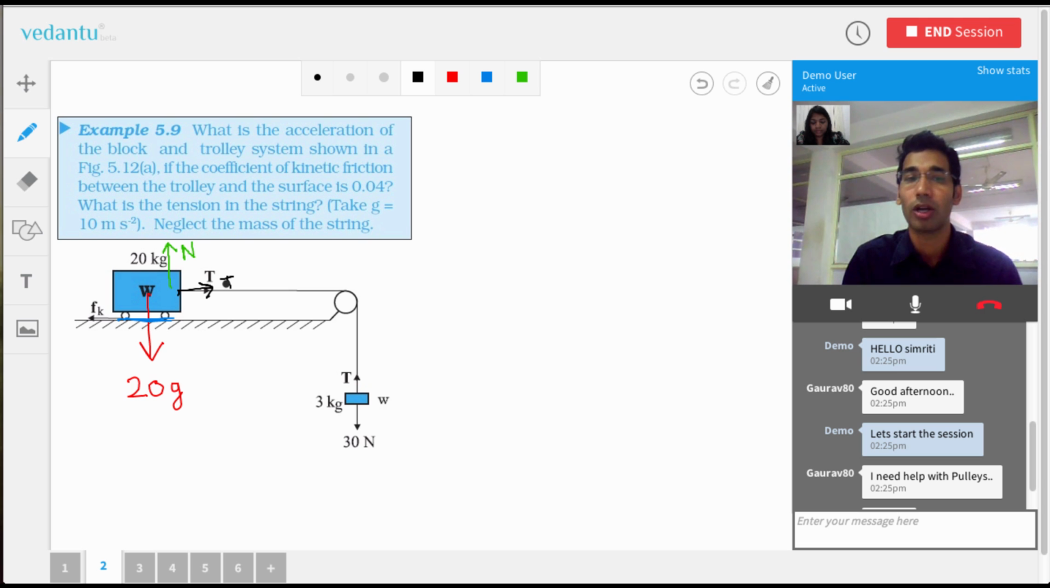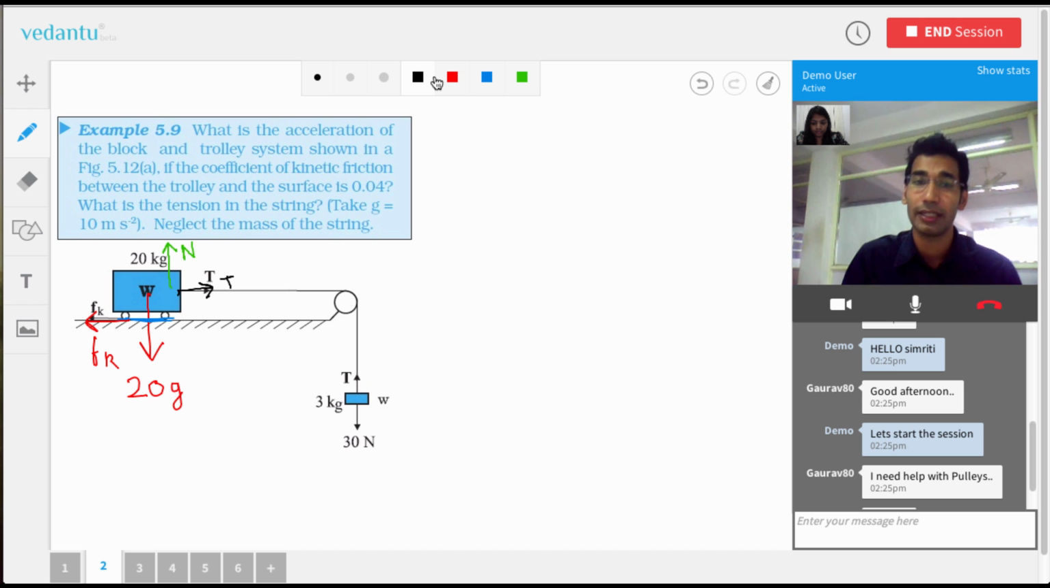Friction. Now this 20 kg block has a tendency to move in the right direction, right? That is why the friction is opposing the relative motion, hence it will be applied in the left direction. So that is why friction is already drawn in the left direction, and the value is indicated as Fk. Okay? So any doubts in the forces? No, nothing. Okay.